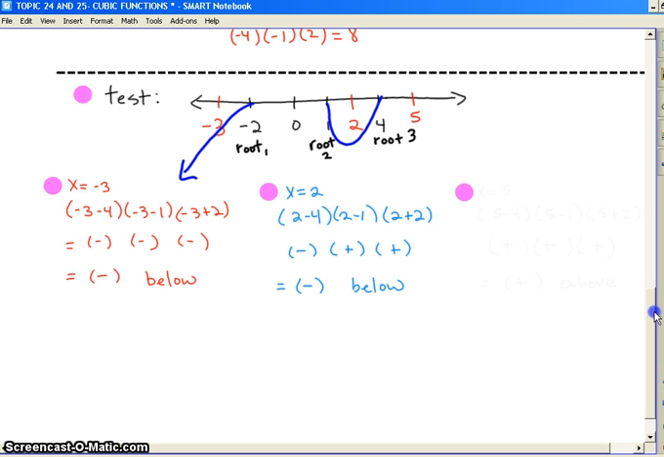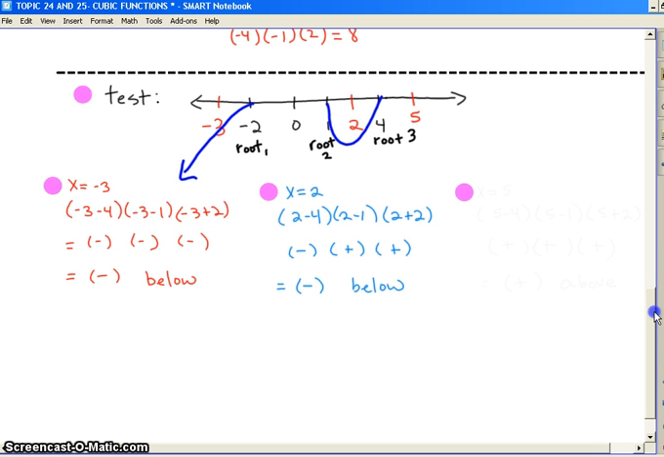The negative, positive, and positive. 2 minus 4 is what? Negative 2, so I just put the negative. And then 2 minus 1 is positive 1, and then 2 plus 2 is positive 4. And then remember, your original function is factored, so they're multiplied. Negative times positive times positive.